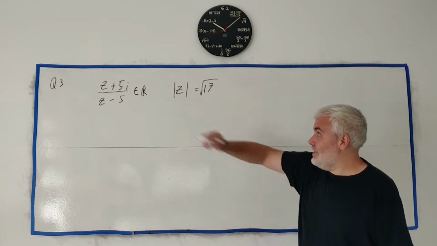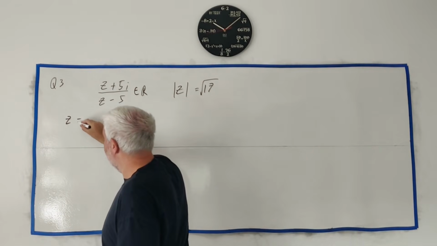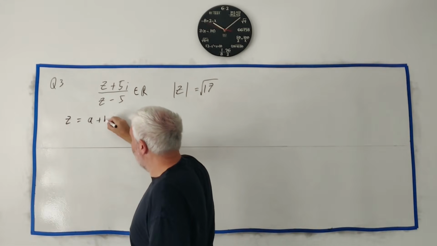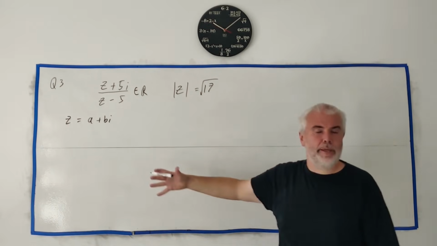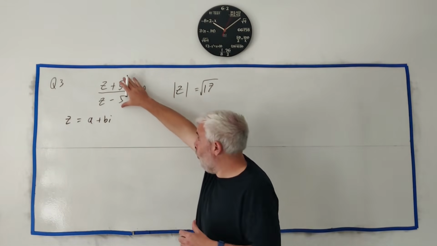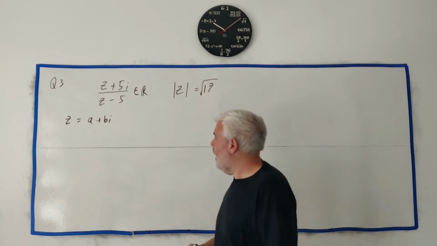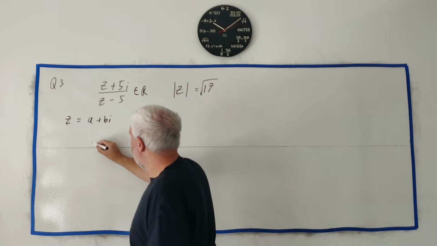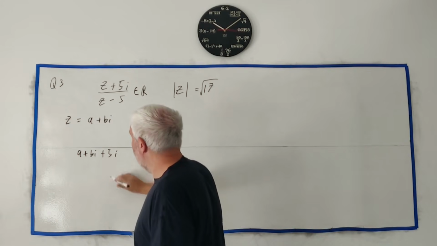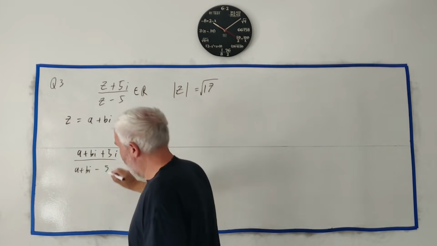First of all, z is a complex number. So I'm going to rewrite z as z is equal to, and you pick any letters you want, I'll use a plus bi, where a and b are just real numbers themselves. And I'm going to rewrite this whole thing with this new numbering way. So instead of z, I'm going to write a plus bi plus 5i. Instead of z in the bottom, a plus bi minus 5.